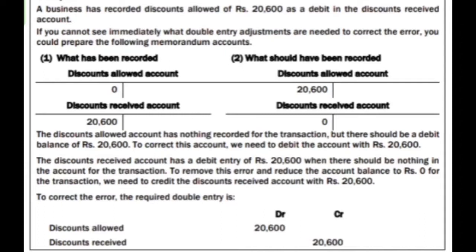So for doing this, he will debit the discount allowed account and credit the discount received account. Then the entry will be correct.